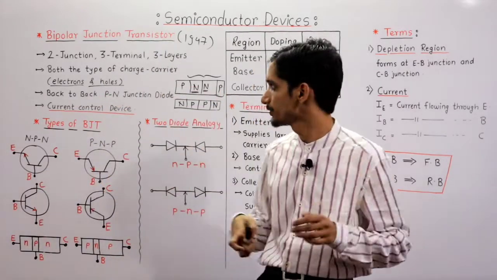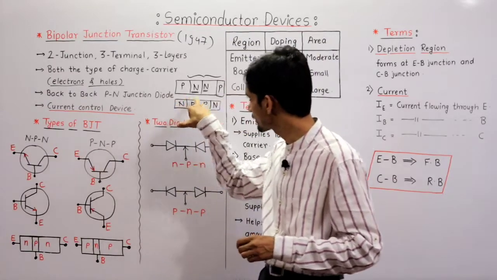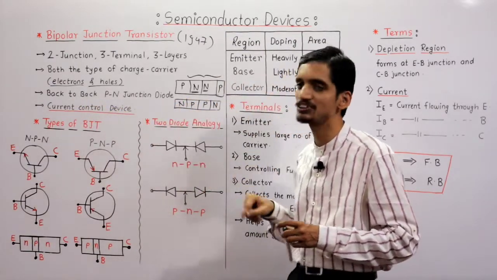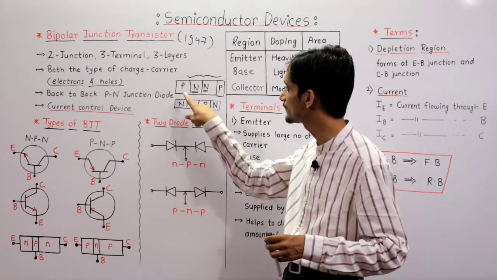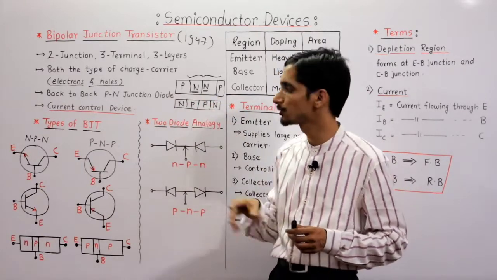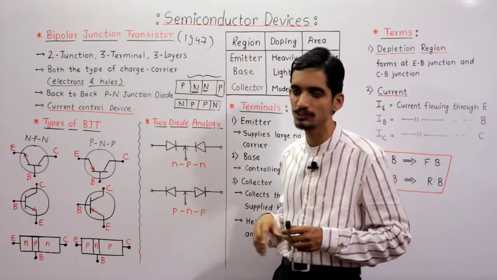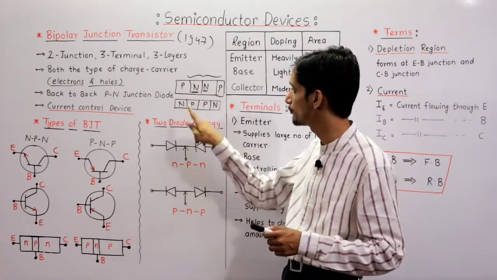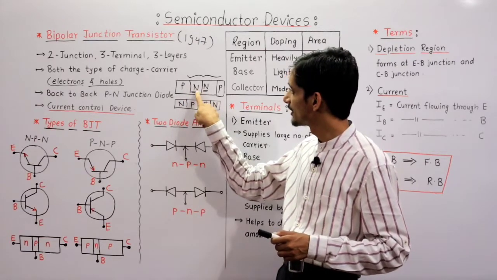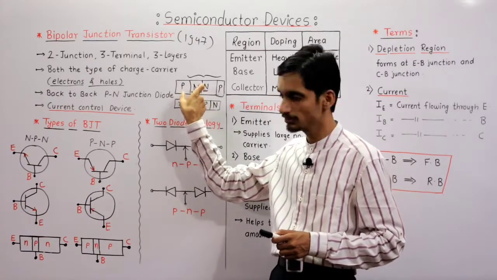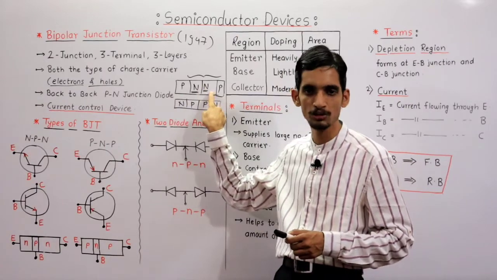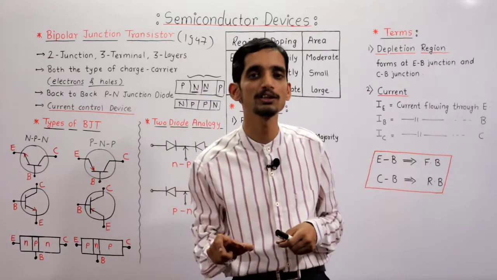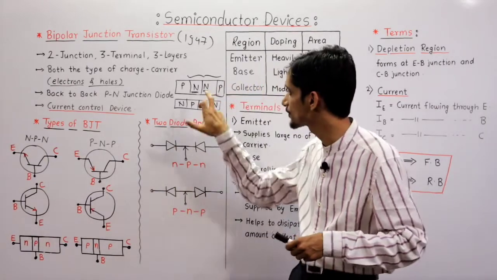Now actually if you observe the structure, this BJT is a back to back PN junction diode, obviously because it consists of two PN junctions. So this is the first PN junction, this is the second PN junction. So this is one diode, this is one diode, but back to back means in this case this is the cathode of the first PN junction, this is the cathode of the second PN junction. So these two cathodes are tied to each other. That's why this is a back to back PN junction diode.